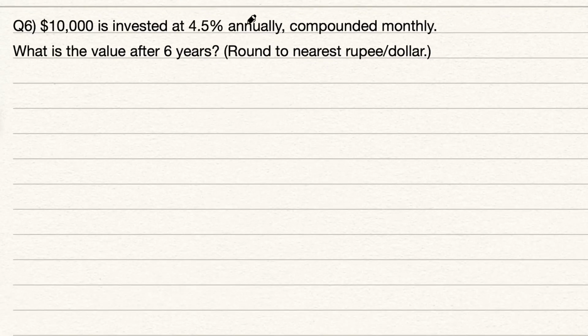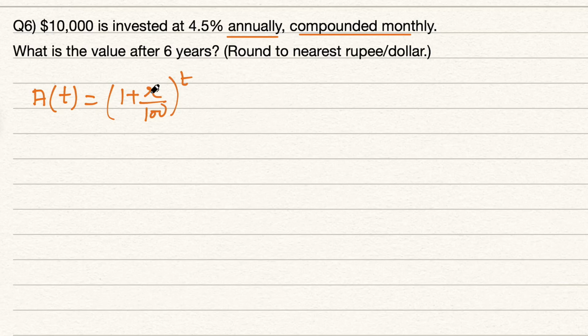Now question number 6. 10,000 is invested at 4.5 annually, compounded monthly. Now here is a catch. If I write amount after t times, and because it's increasing, 1 plus r upon 100, and time here, you will say time as months or years, because it is compounded monthly, but that is the annual rate of interest. So what is t here? It is months or years.